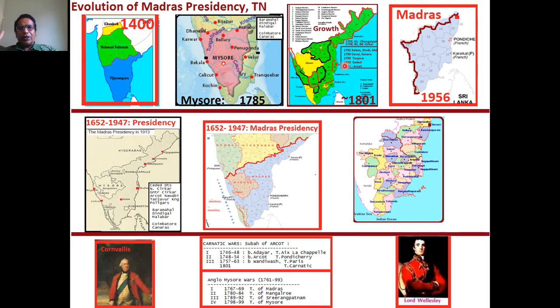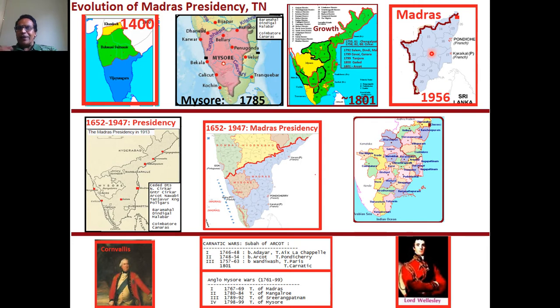The British Empire in India started with three major trading posts, one at Bombay, the other at Madras, and the third one at Calcutta. So these nuclei became the centers for eventual territorial aggrandizement, forming Bombay Presidency, Madras Presidency, and Bengal Presidency respectively.